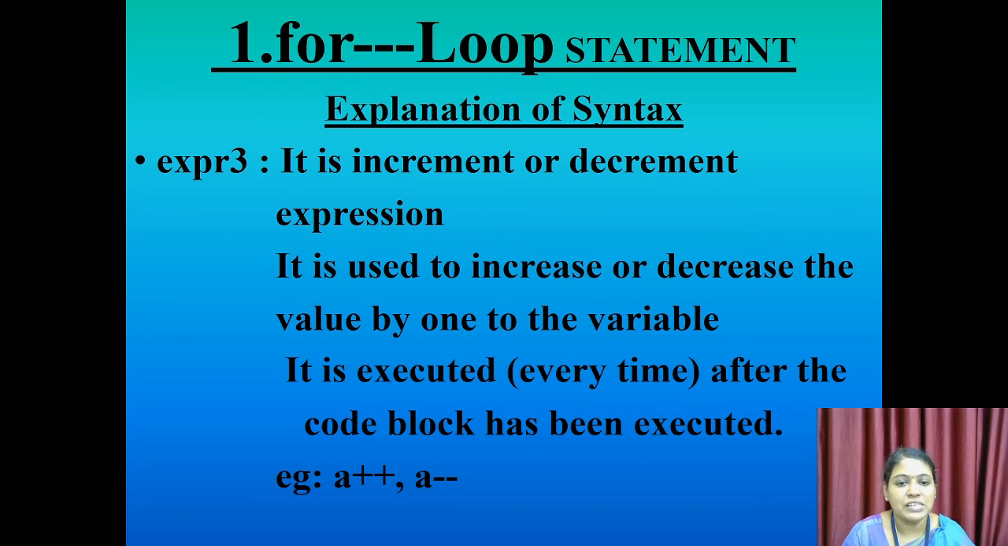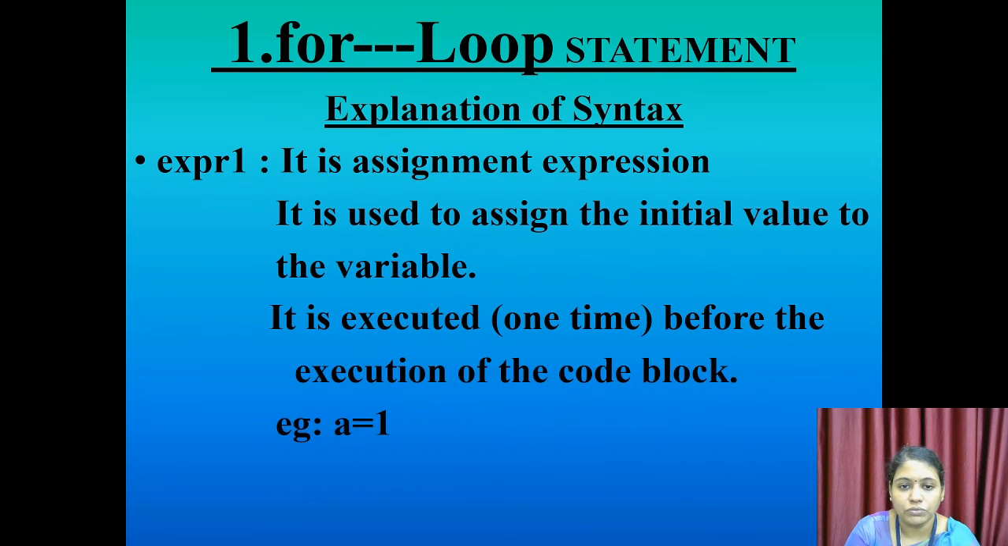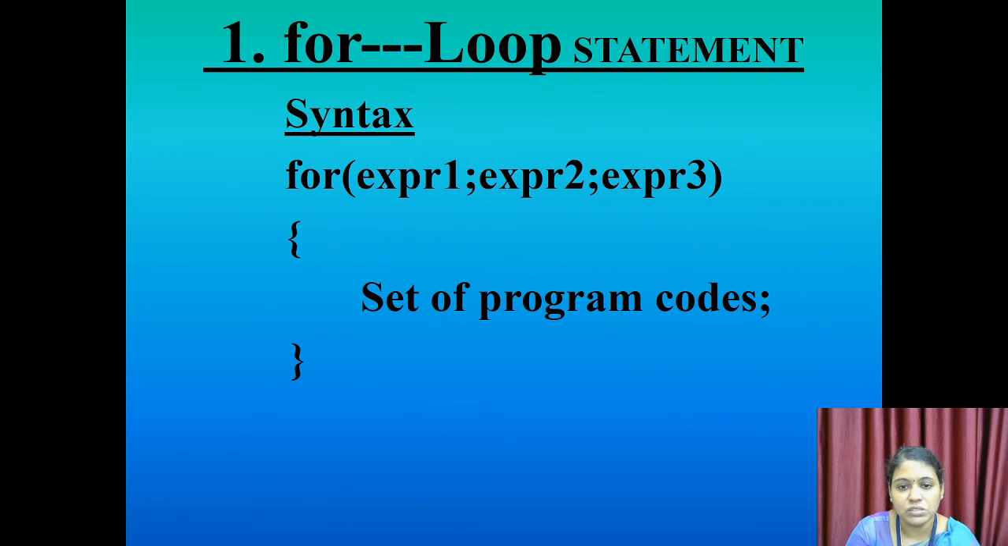The third expression is the increment or decrement expression. By using this expression we can increment or decrement the value of the index variable, that may be plus plus or minus minus. So this is the syntax for the for loop. The for loop has three expressions: the first is assignment, the second is conditional, and the third is the increment or decrement expression.